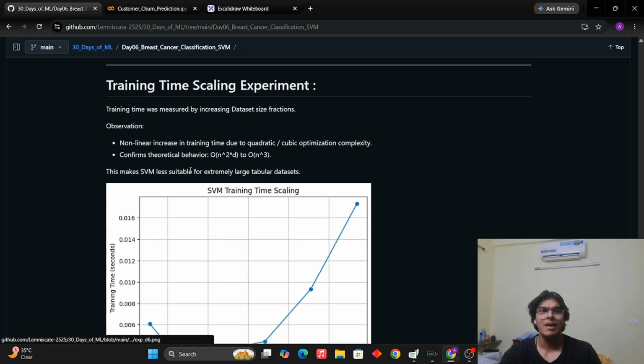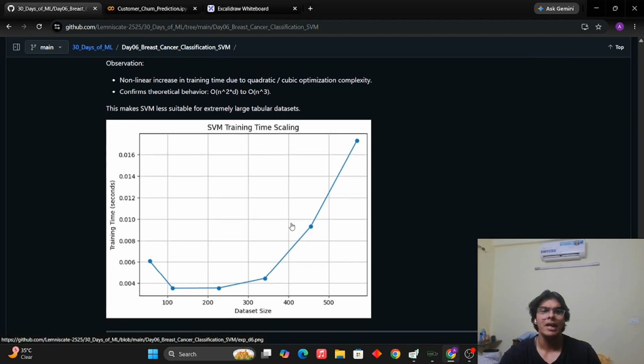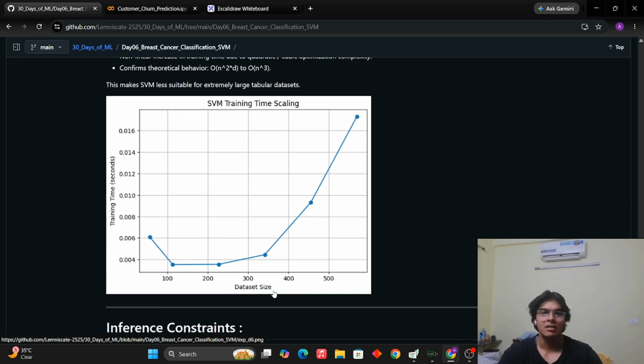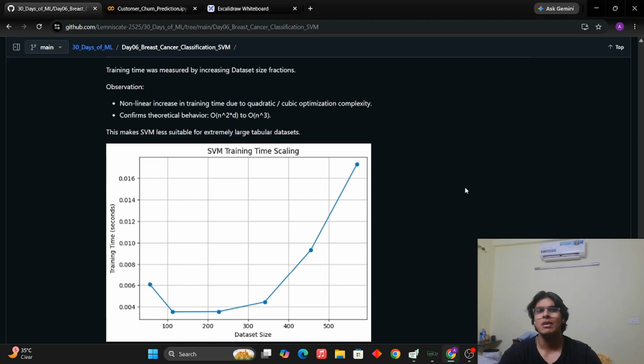This is a small experiment that I did. I have included this in the repo. I'm not discussing it separately. It basically proves what the theory told us: as the dataset size increases in batches, 100, 200, the training time is also increasing. So this proves that whenever we use a large data set, SVM is a poor choice.